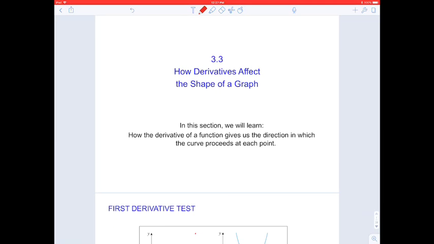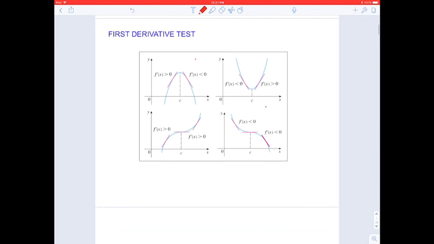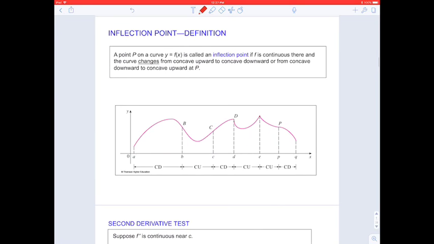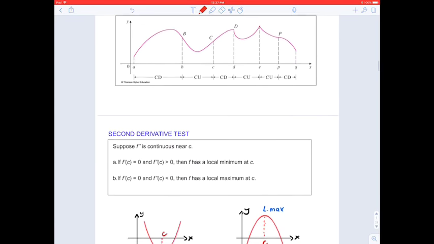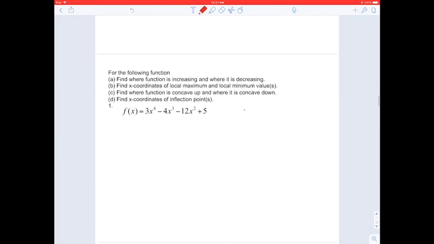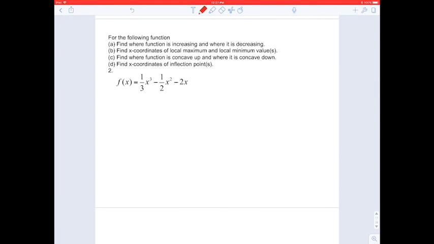how derivatives affect the shape of the graph. Let's take a few functions and investigate the intervals of increase, decrease, local extreme values. Let's also look at the concavity and inflection points. Okay, let's start with this example.